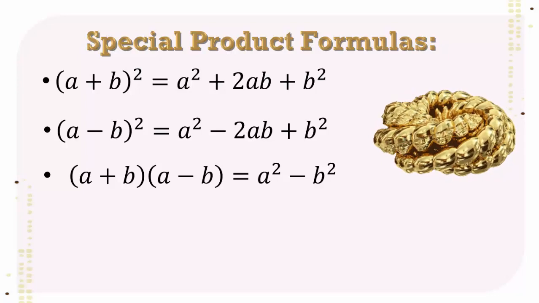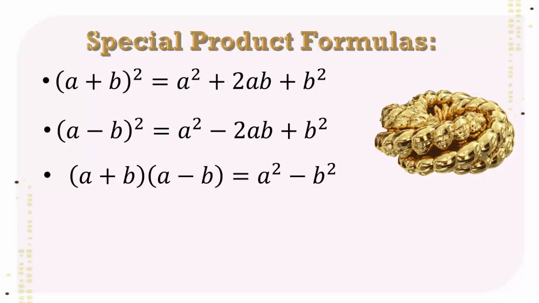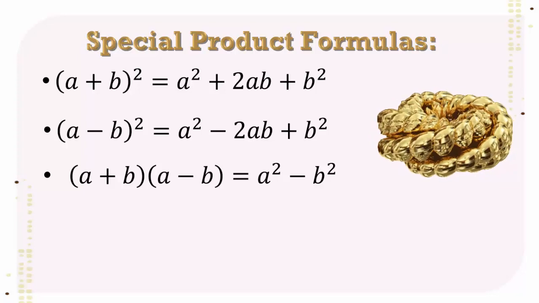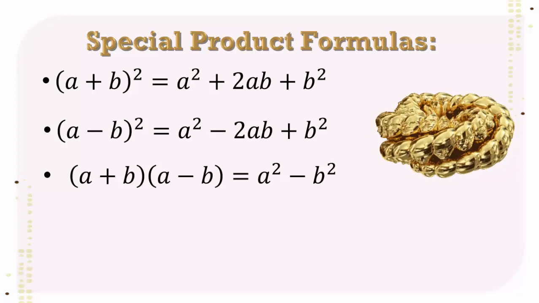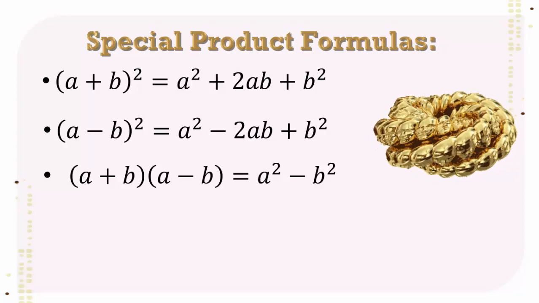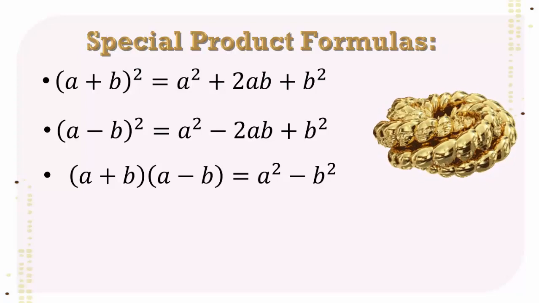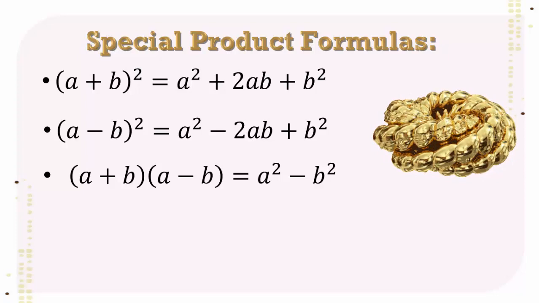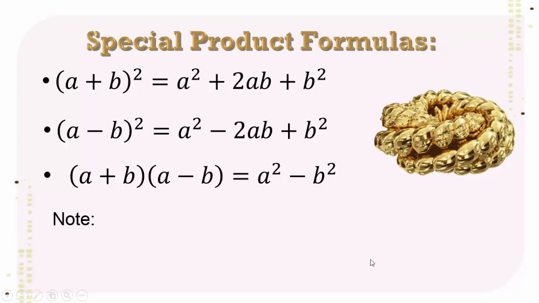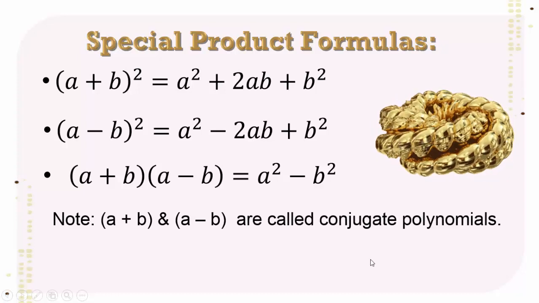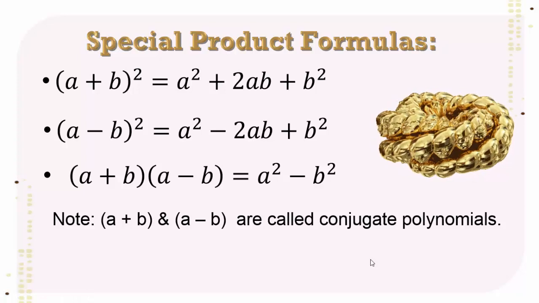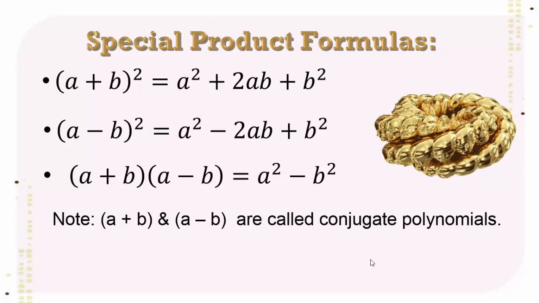And then finally, one of the ones that we did was a plus b times a minus b. And we found that in this situation, the middle term ended up canceling out and we got a squared minus b squared. And this is a special case that comes up often in our course. So note that a plus b and a minus b, these are called conjugate polynomials.